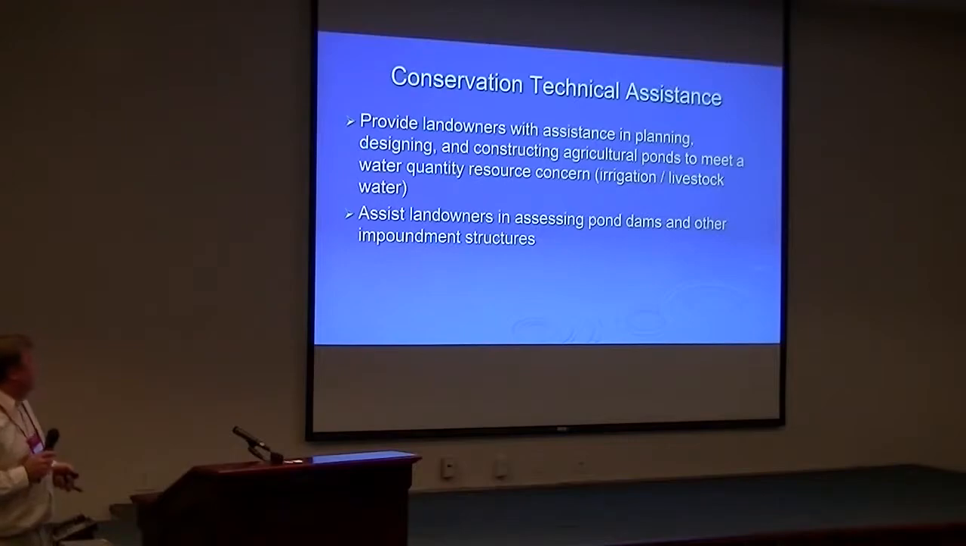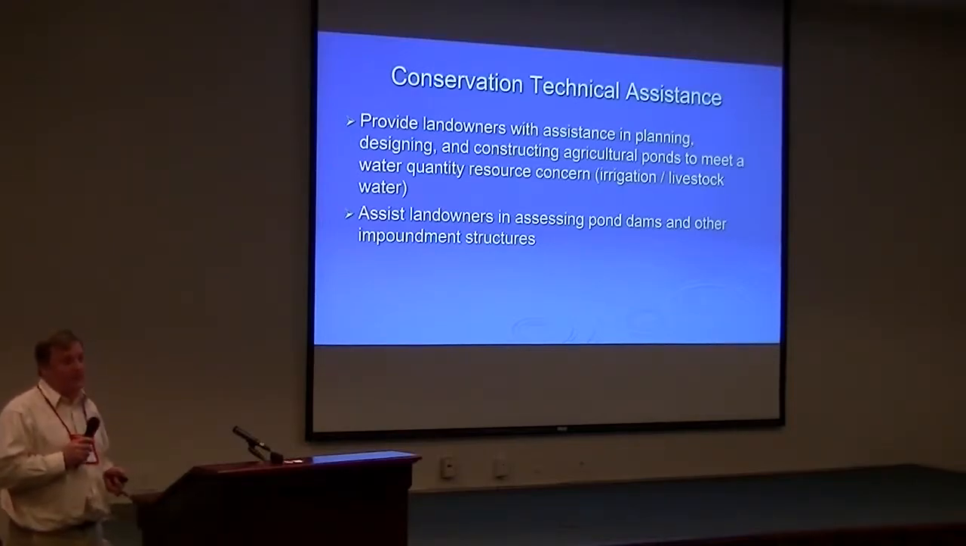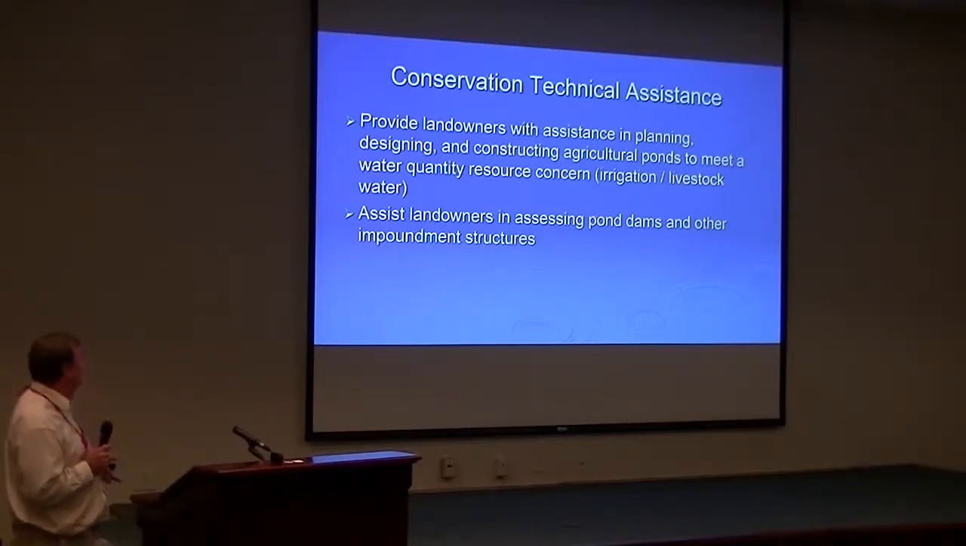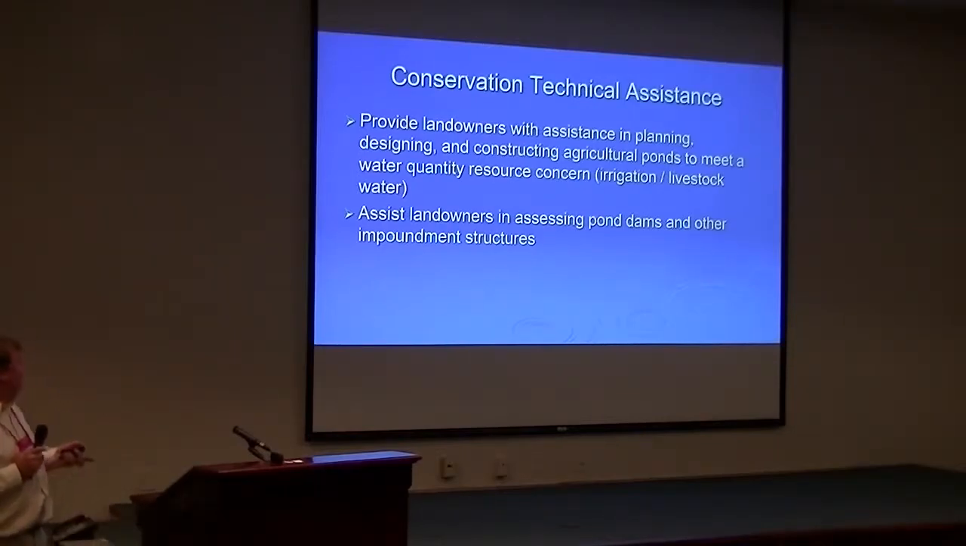So this is some of the things that we can assist individuals with. We can provide technical assistance. Our engineering staff is 7 engineers in the state right now, but we can work through district conservationists to assist and give some technical advice there, especially if it's concerned with the resources on irrigation and livestock.